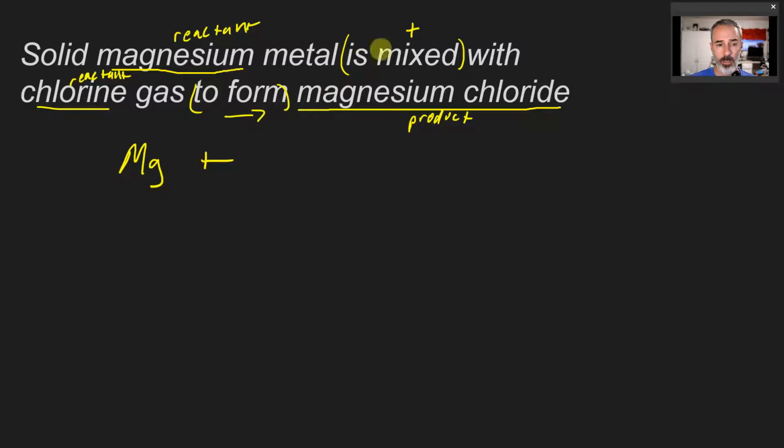It's mixed with chlorine gas to form magnesium chloride. Now obviously we aren't done here. For starters, I didn't put the state symbols in. Sometimes in the description it's really hard for you to know what the state symbols are, but if we can, we'll put those in just a second when we get done.